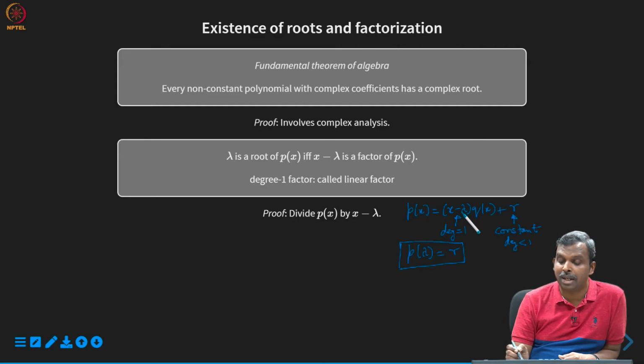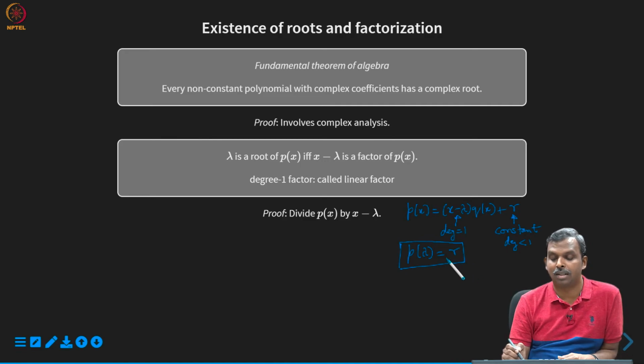If x minus lambda is a factor of p of x, then r is 0, and what is r? It is the exact same as p of lambda. So p of lambda is equal to 0 and lambda is a root. So lambda is a root if and only if x minus lambda is a factor. Okay, so reasonably simple result, but we will use these kind of results over and over again.